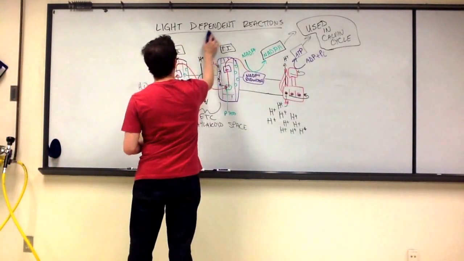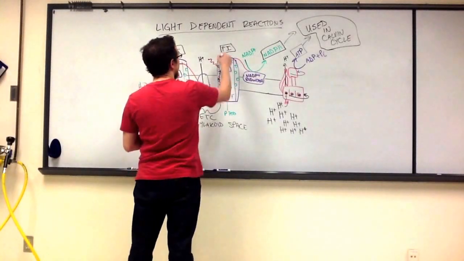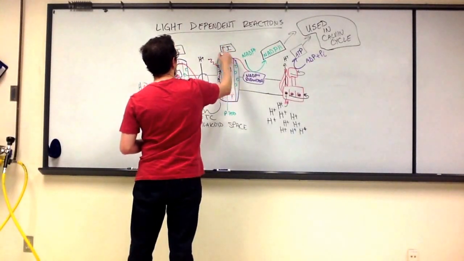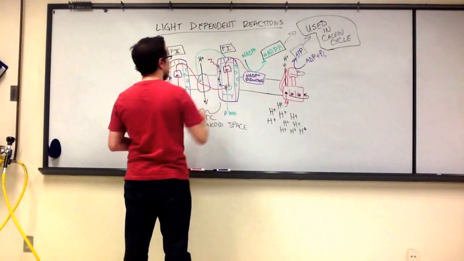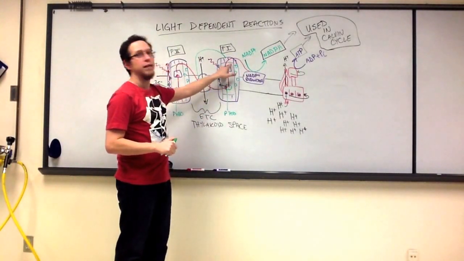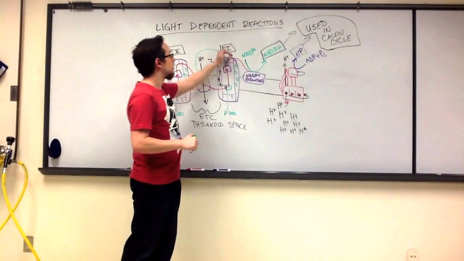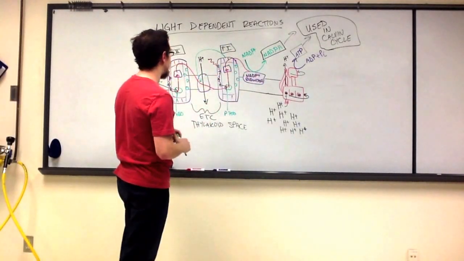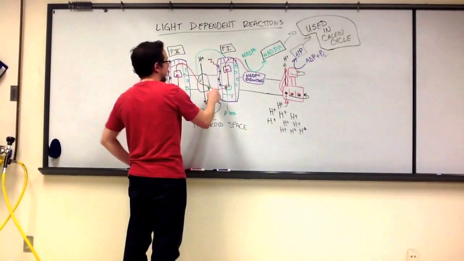Cyclic electron flow only uses photosystem 1 and the electron transport chain. The electrons are not ultimately passed to ferredoxin at the end of this whole process here. They do not ultimately reduce NADP+ to NADPH. Instead, they're passed back into the ETC.